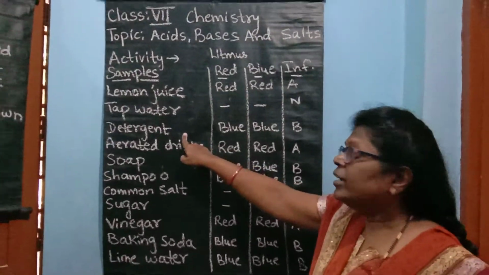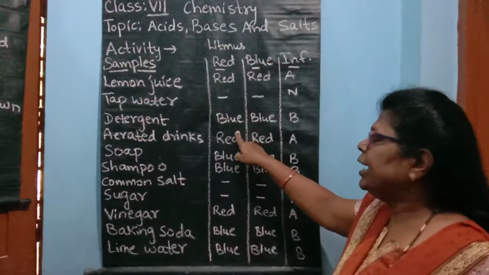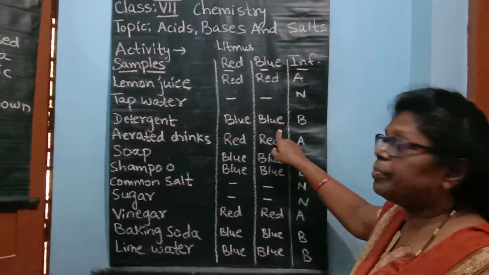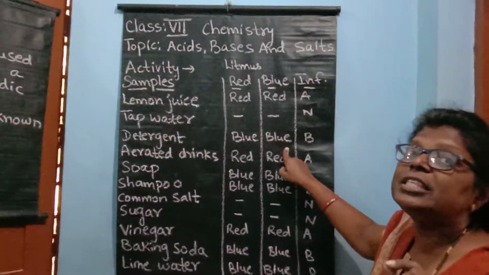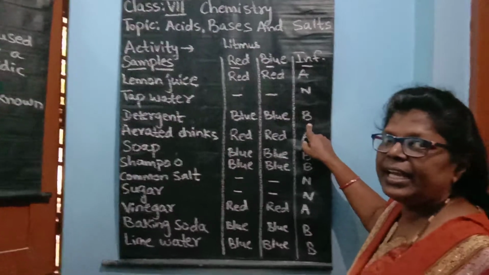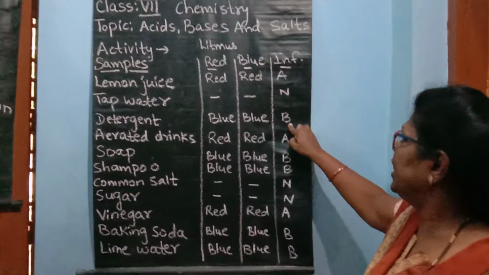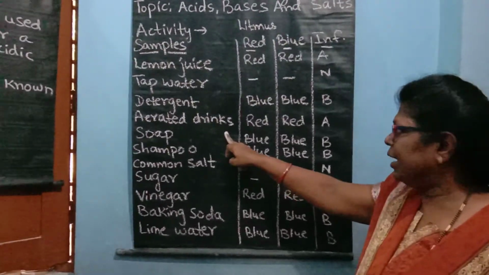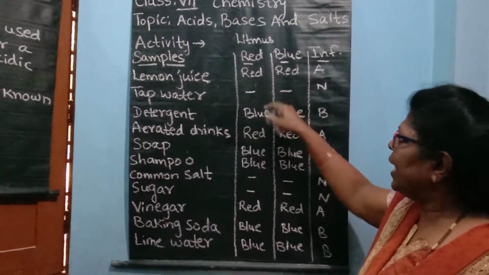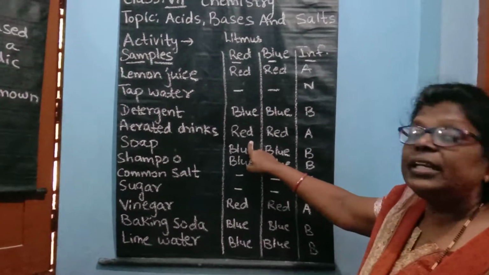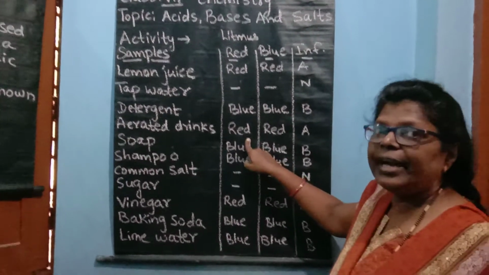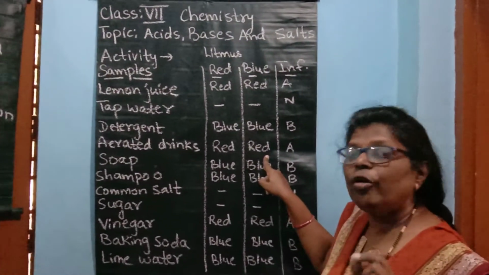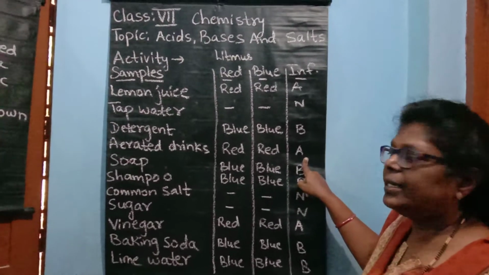Then come to the next, that is detergent solution. Now dip red litmus paper, it will change into blue in color. Now dip blue litmus paper in the detergent solution, it remains blue. That means it is basic in nature. So for B I have written basic in nature, and I have written N for neutral in nature. Then take any aerated drink, whichever is available, take the red litmus paper and dip it in the aerated drink, it will change into red in color. Now dip blue litmus paper in the aerated drink, it will change into red in color. So it is acidic in nature.